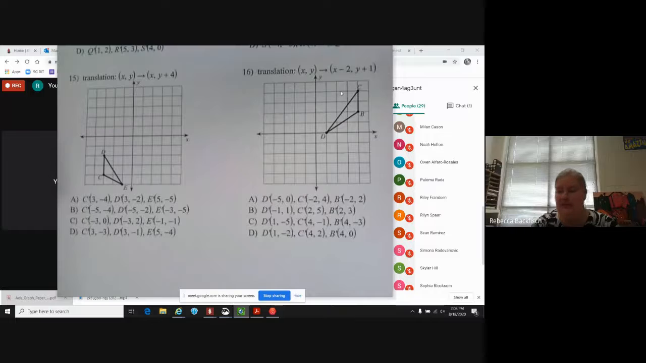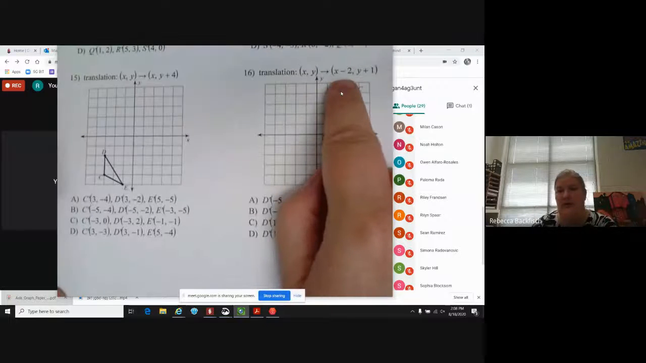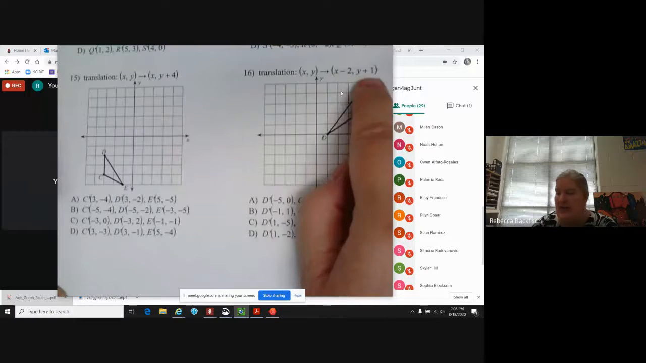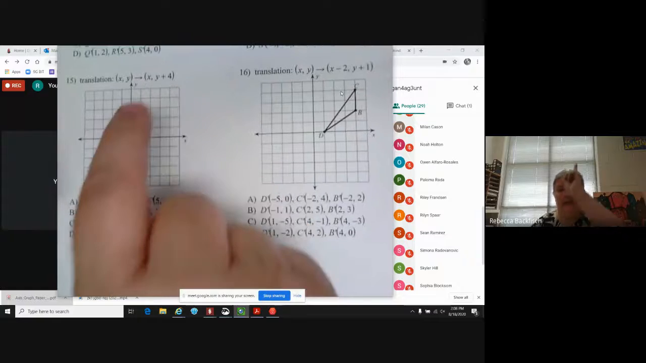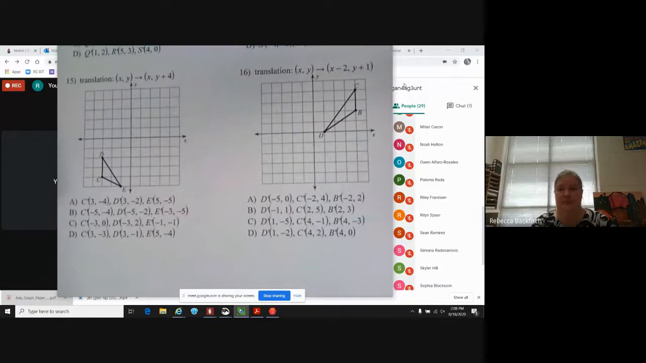So if you look at number 16, another way you could interpret this is like saying left 2, because left is negative for x, out of left and right, and up 1, because for y, it's up and down, and up is positive. Over here, this x value is not changing, so it just stays the same. And then we're taking our y and we're going up 4.